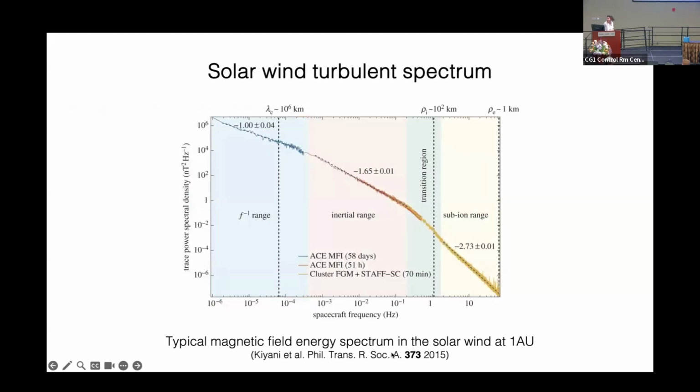There is evidence of Kolmogorov-like turbulent cascade in space. Okay, so this is a typical example of the magnetic field energy spectrum in the solar wind at 1 astronomical unit. But you will notice that it's much more complex with respect to the previous plot from standard fluids. We have what's defined here, the injection range. It has a power law of f to the -1.